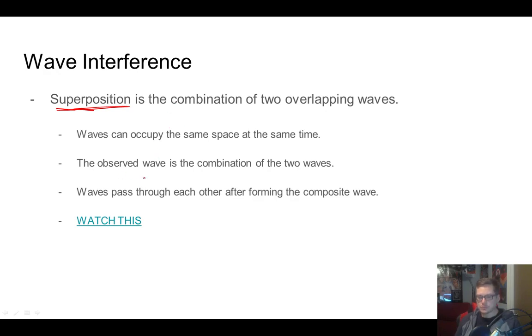But anyway, when waves hit each other, you get what's called a resultant wave or a composite wave. It's this wave that is a combination of the two waves. As waves pass through each other, they form the composite wave. If you want to, you can watch this. I'll just mouse over that. You can pause it and watch it if you want.